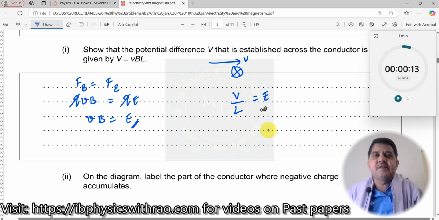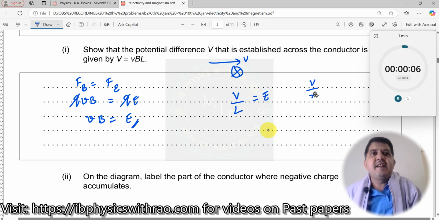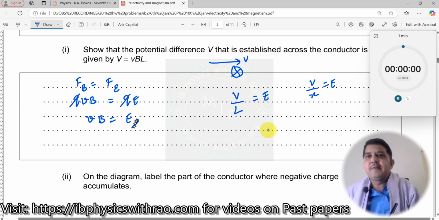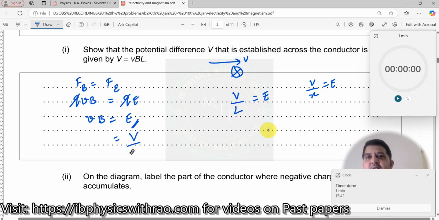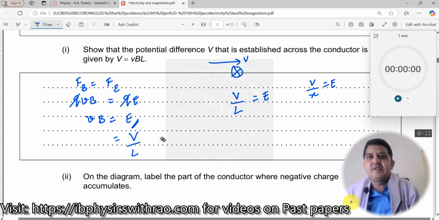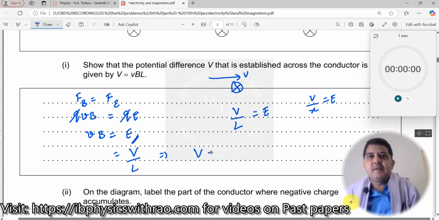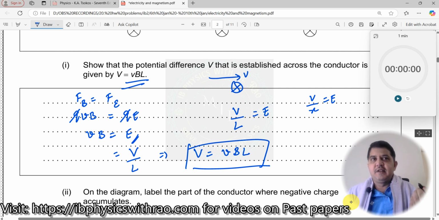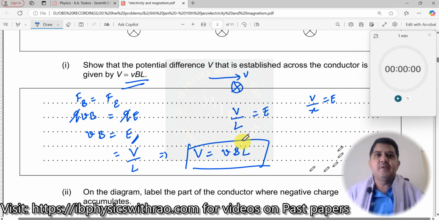You remember this formula, which is nothing but potential difference divided by distance. You have studied something like V by X is equal to E. I have done the same thing. X is nothing but the length over here, and thus you can substitute this over here. I'll write capital V divided by L is equal to VB, or this implies capital V is equal to VB into capital L. So as desired, we have got this, right? This is a standard derivation that you would have studied in your textbooks.